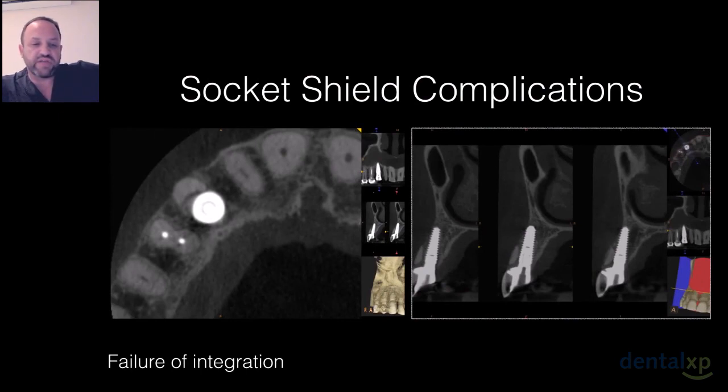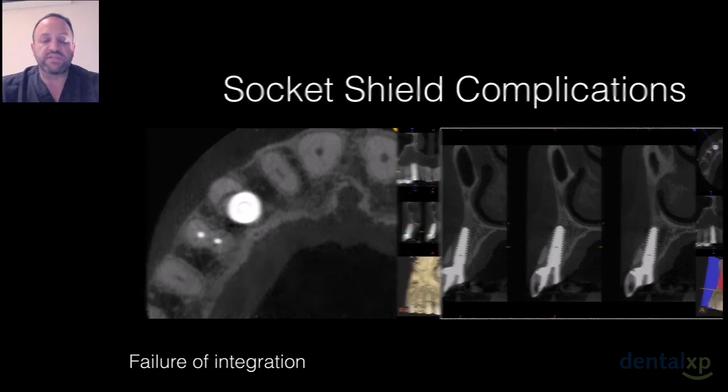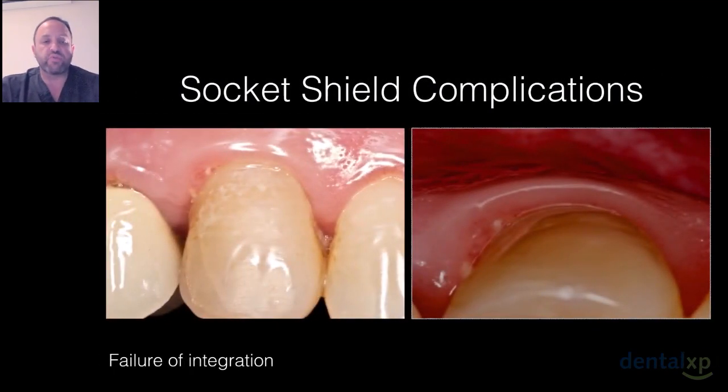This is a failure of integration, and the reason for the failure of integration again was because I used the implant drills, and because the implant drills weren't getting cooled enough, I actually overheated the bone. So everything looked fantastic. We got a phenomenal result. This is the case I showed you earlier with the beautiful soft tissue, and everything was great, but unfortunately the implant wasn't integrated. We had to take the implant out.